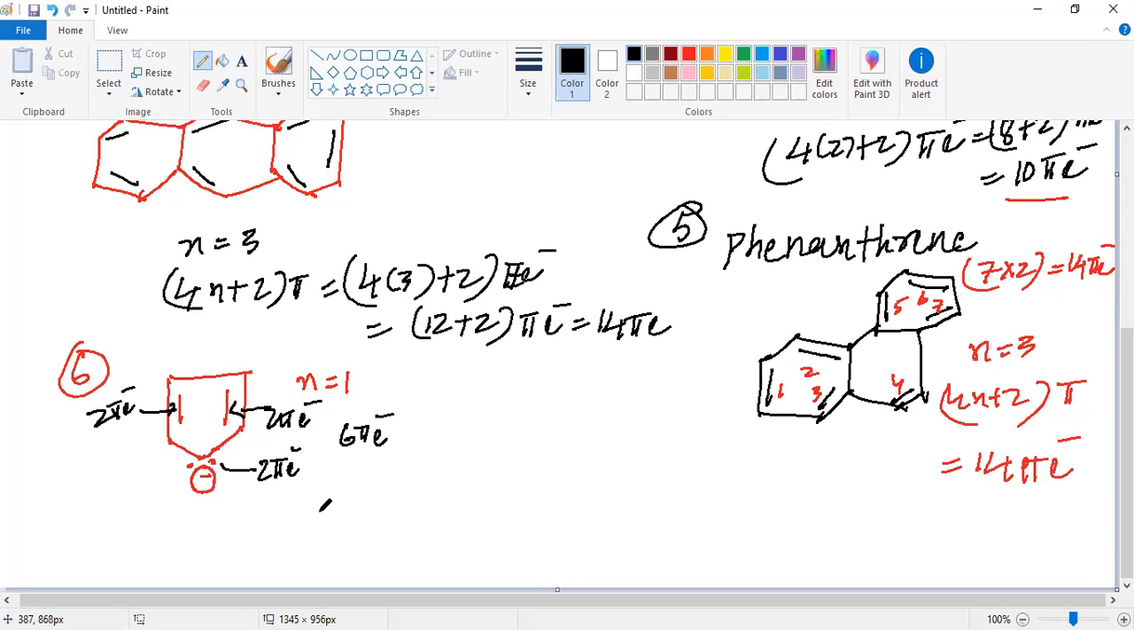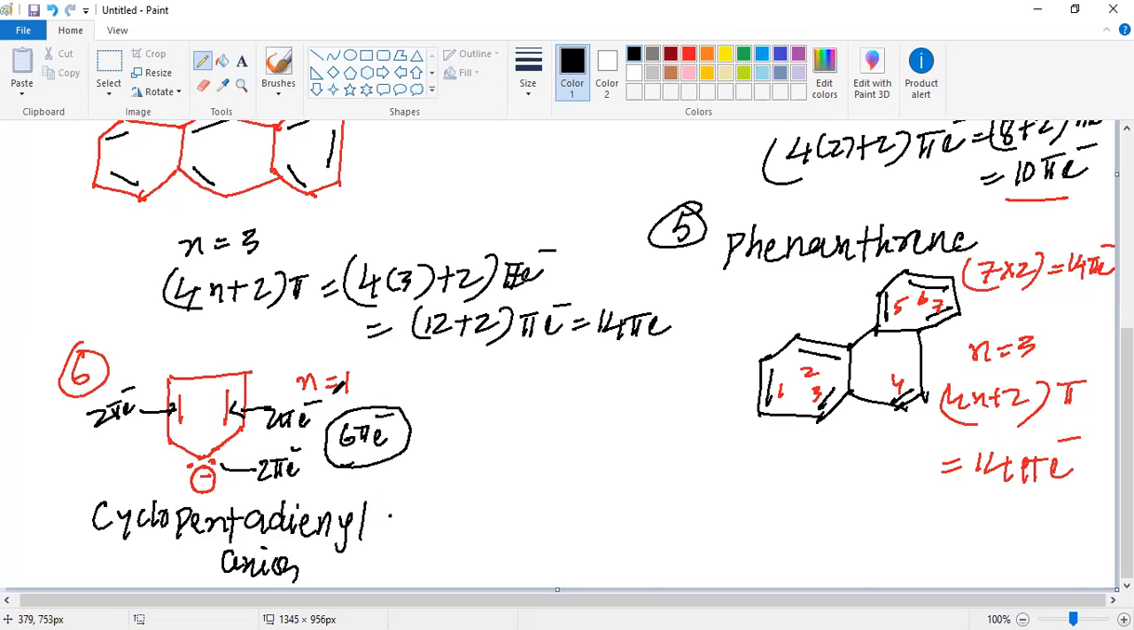The name of this compound is cyclopentadienyl anion. So it is cyclopentadienyl anion, and this anion has also got 6 pi electrons where n is equal to 1, and this is how it also follows the Huckel rule, my dear students.